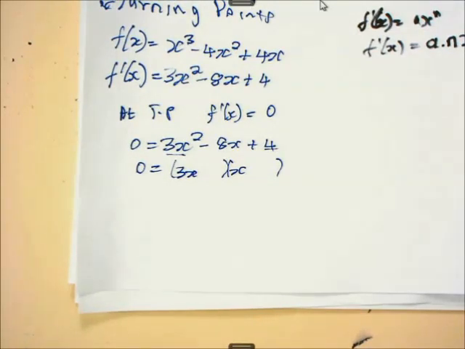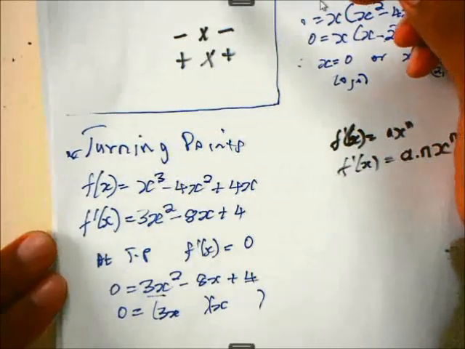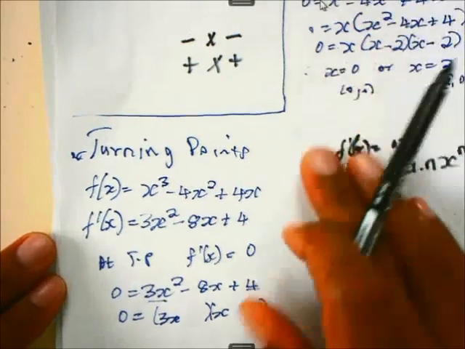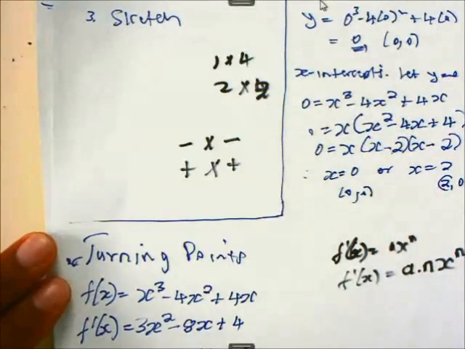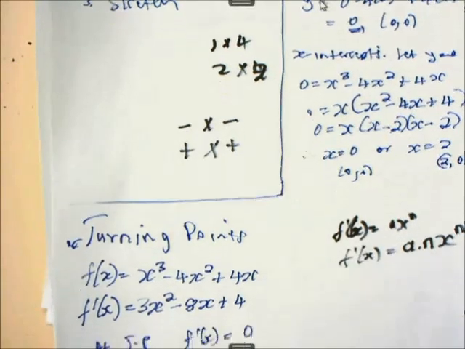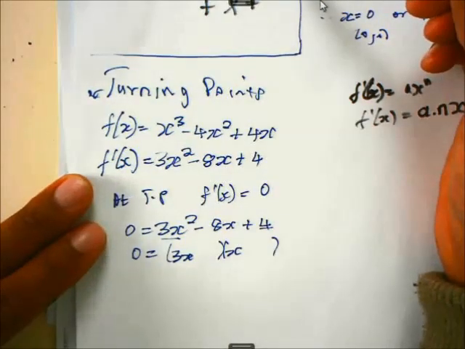Good. Now, the factors of 4. You remember we said earlier on, factors of 4 is what? It's 1 times 4, or 2 multiplied by 2, right? And now let's go to this one. Between 1 times 4 and 2 times 2, which one do we take?